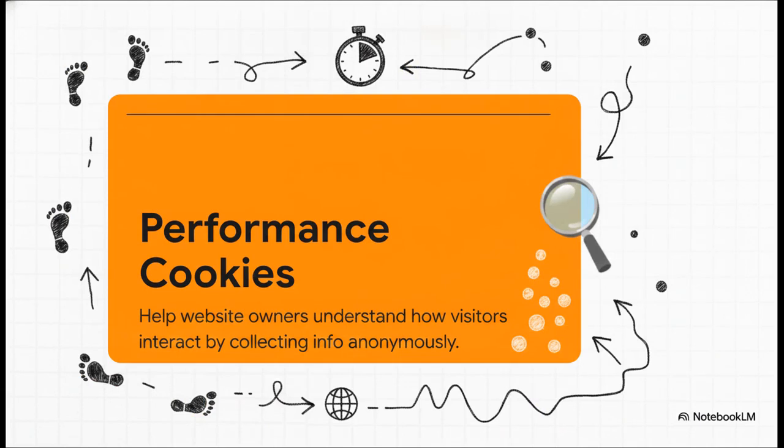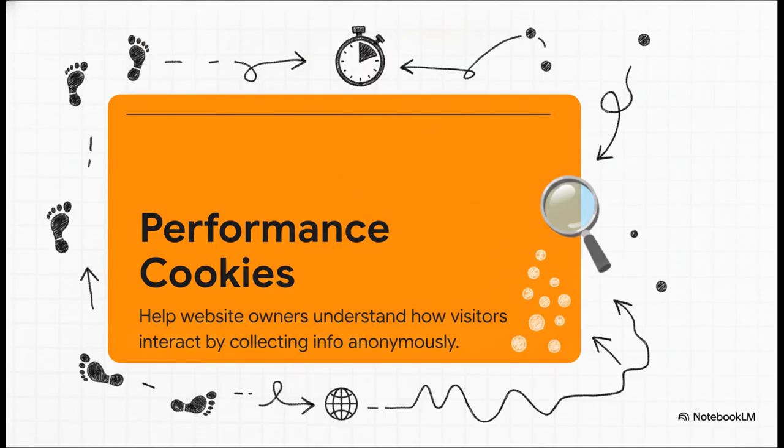Let's start with performance cookies. Officially, the definition says they help website owners understand how visitors interact with websites by collecting and reporting information anonymously. Pages visited, links clicked, time spent. But let's be real, when they say interact, they are really talking about behavioral tracking.